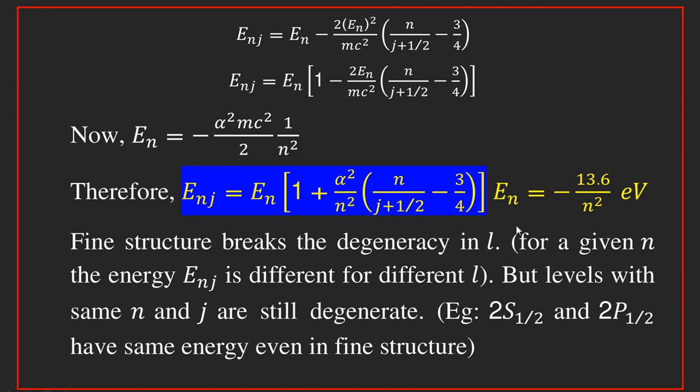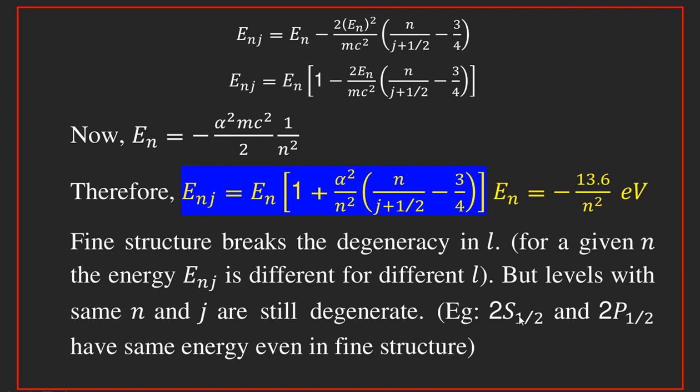So this is the total energy level of the hydrogen atom, including the Bohr energy level plus the fine structure energy level. So this is the complete energy level including the fine structure. The fine structure breaks the degeneracy in L. That is, for a given n, the energy Enj is different for different L. But levels with the same n and j are still degenerate.